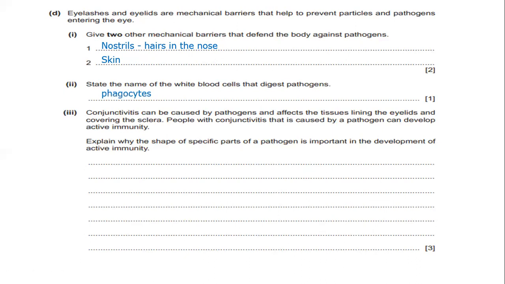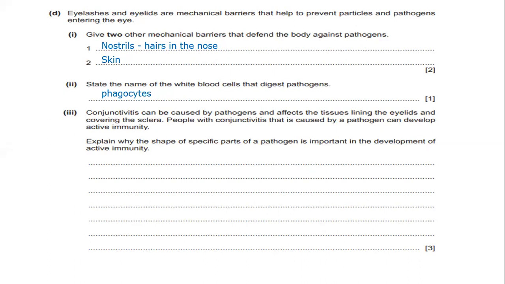Phagocytes. Conjunctivitis can be caused by pathogens and affect the tissue lining the eyelids and covering the sclera. People with conjunctivitis that is caused by a pathogen can develop active immunity. Explain why the shape of specific parts of a pathogen is important in the development of active immunity. First of all, what is conjunctivitis? Conjunctivitis is a disease related to the eyes. So conjunctivitis is pink eye. They call it pink eye.